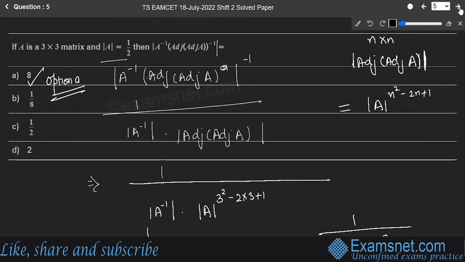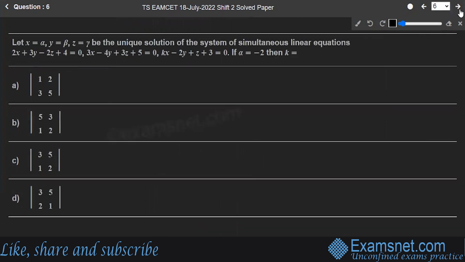Hope you got that. Next is question number 6. Again, a matrix problem. It says let X is equal to alpha, Y is equal to beta, Z is equal to gamma be the unique solution of the system of simultaneous linear equations. These are the simultaneous linear equations in 3 variables, 1, 2, and 3. If alpha is equal to minus 2, then you have to find out the value of beta. All right. So these are the 3 equations. Let's write them down first.